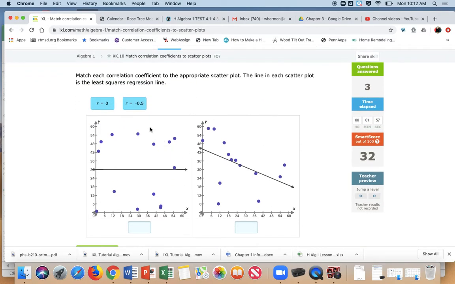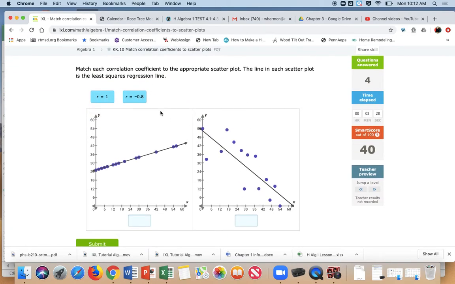Now here, notice all the points are everywhere in both graphs. So when we have a horizontal line of best fit here, okay, that's going to tell me my R value is 0 because they don't know what's going on. But because this one's generally going down, okay, that means that this is going to be negative 0.5. So this negative actually corresponds to your slope.